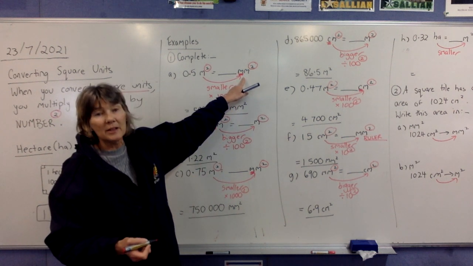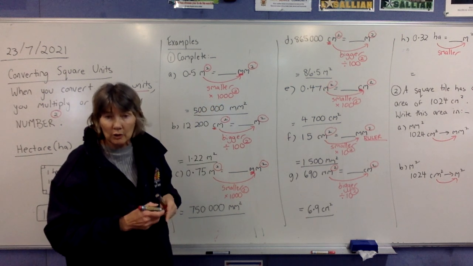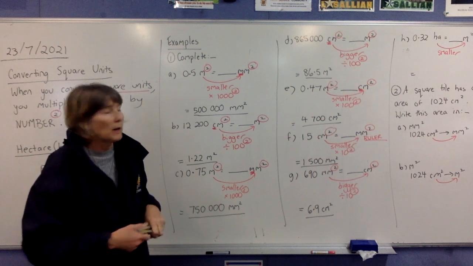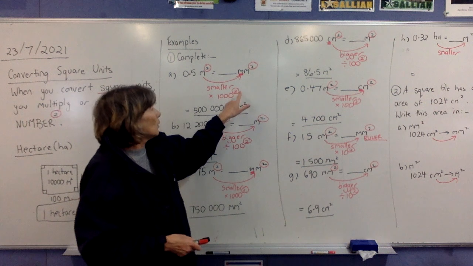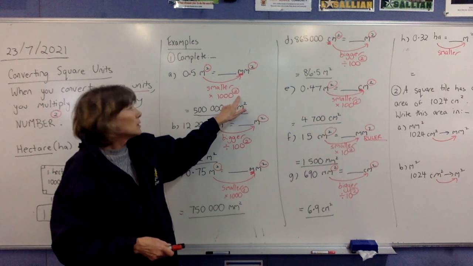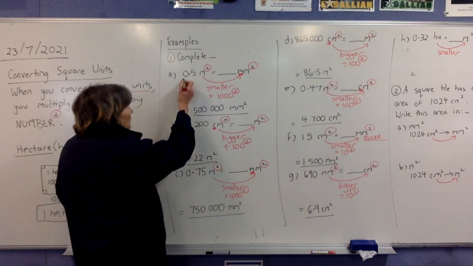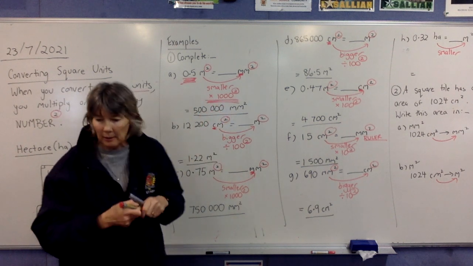Milli means 1,000. So we're going to times by 1,000, but don't just do that, because if you do that, you're going to get it wrong. And a lot of boys in your year will do that. When you see the squared here and the squared here, you also put a squared there. So what we're going to do on our calculator is 0.5 times 1,000 squared.